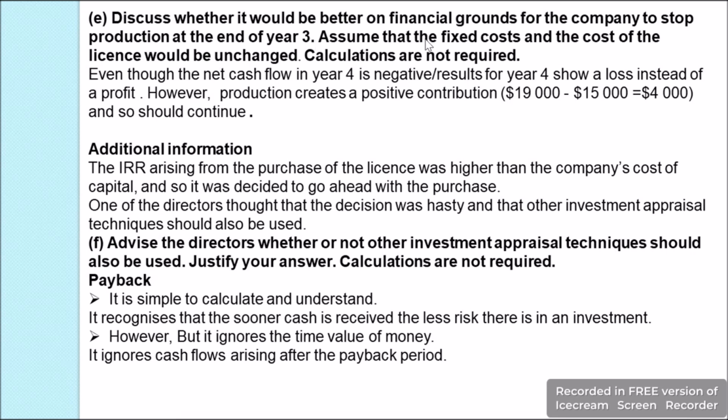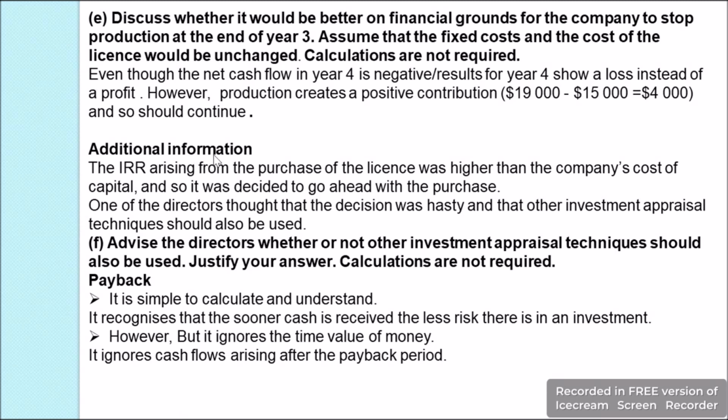However, it is not advisable to stop the production after year 3. Why? Because here the fixed cost and the cost of license are not changing, and if we keep the production for year 4, we still get a positive contribution of $4,000, because we are paying the fixed cost of $19,000 even if we stop the production. If we keep the production we will get a net cash flow of $15,000, which is negative, but still it has a positive contribution of $4,000, so they should continue the production till year 4.